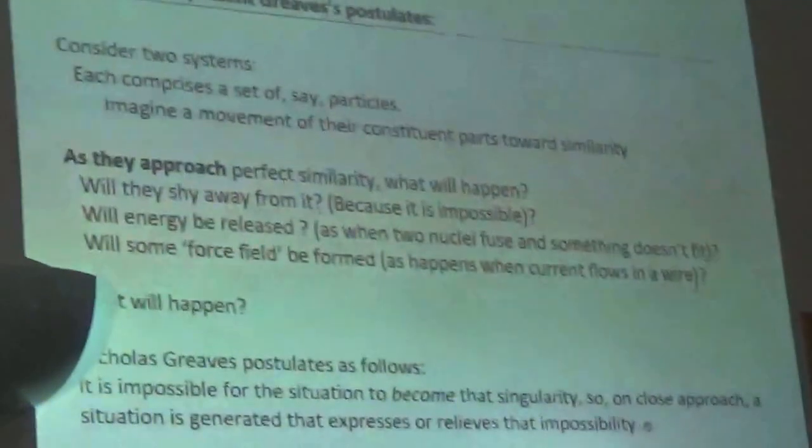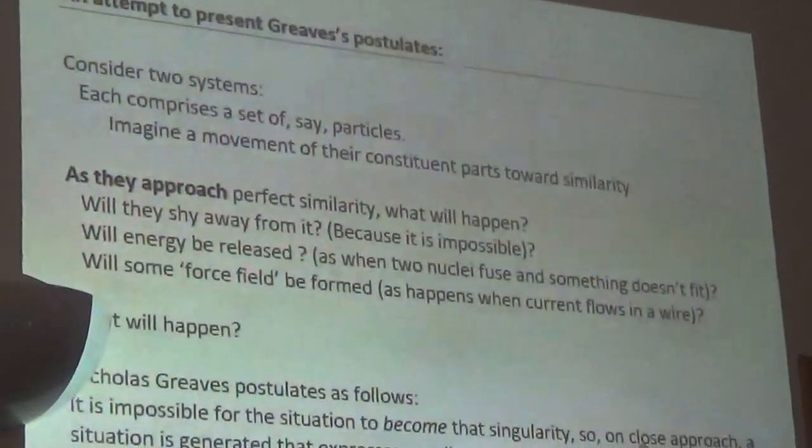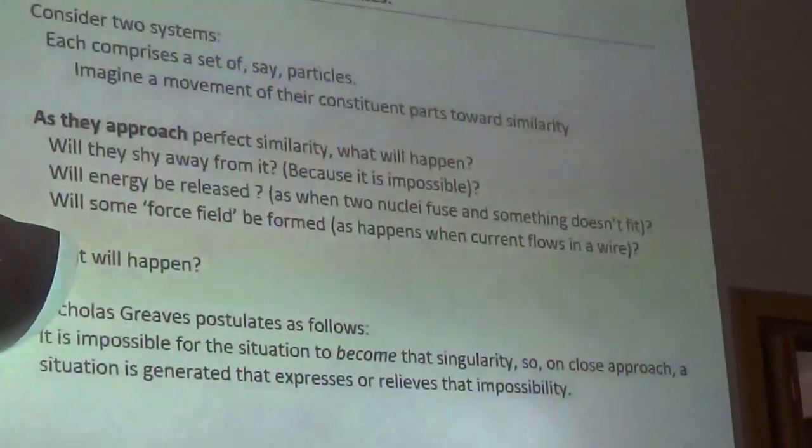He says, possibly energy will be released when we reach that singularity. Perhaps the world explodes, perhaps something explodes. Will there be some kind of force field formed, as actually seems to happen with electromagnetism? Well, so what will happen? So he postulates it's impossible for that situation to actually become that singularity. So on close approach, a situation is generated that expresses or relieves that impossibility.